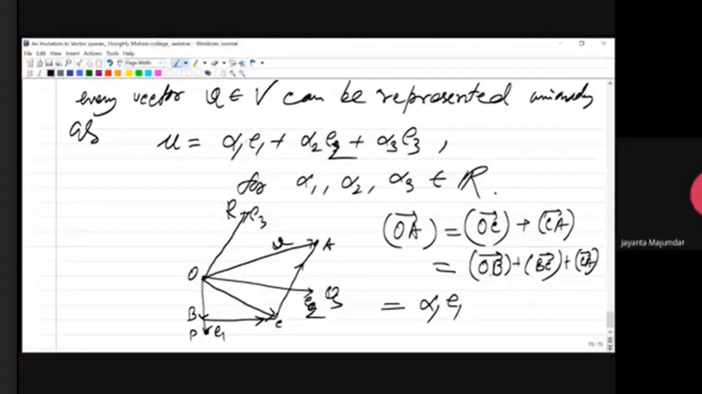Okay. Now since BC vector is parallel to this one, so this vector is parallel to E2 vector. So you can actually have another scalar like this. And then you will have this one. Since this vector is parallel to this, right? So thus your U has been expressed as alpha 1 E1 plus alpha 2 E2 and alpha 3 E3.